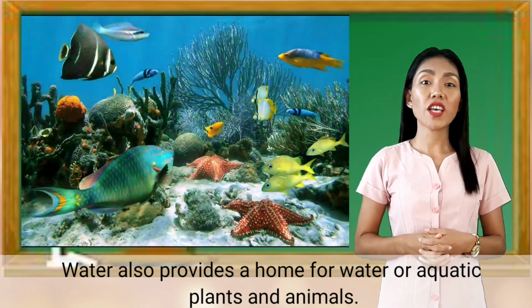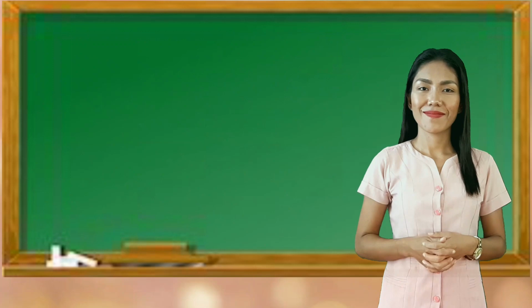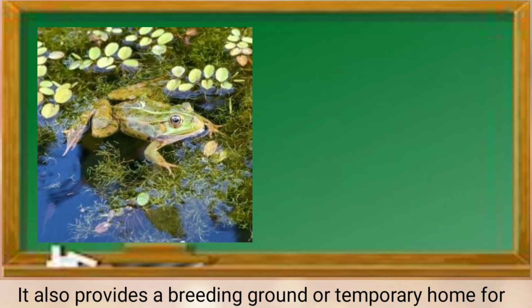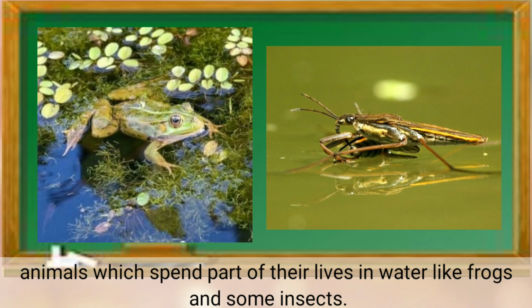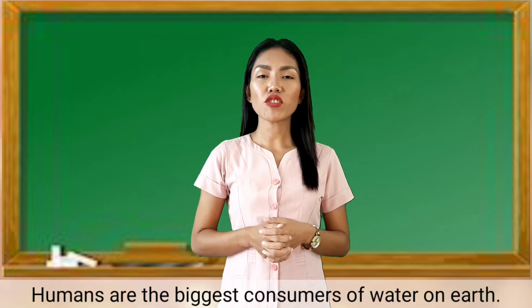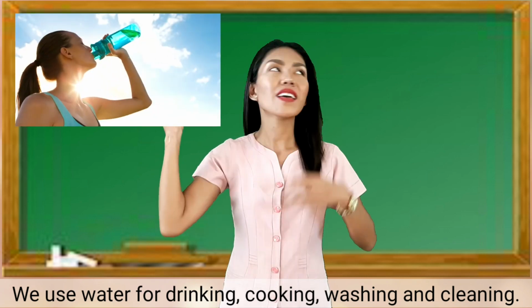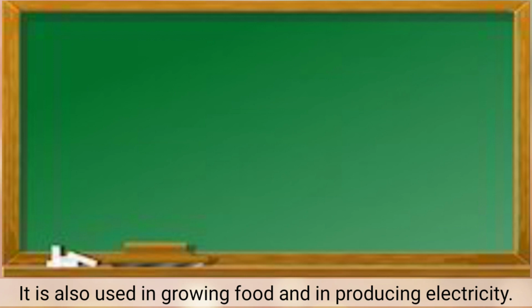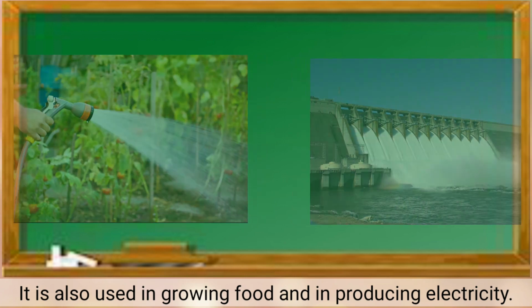Water also provides a home for water or aquatic plants and animals. It also provides a breeding ground or temporary home for animals which spend part of their lives in water like frogs and some insects. Humans are the biggest consumers of water on Earth. We use water for drinking, cooking, washing, and cleaning. It is also used in growing food and in producing electricity.